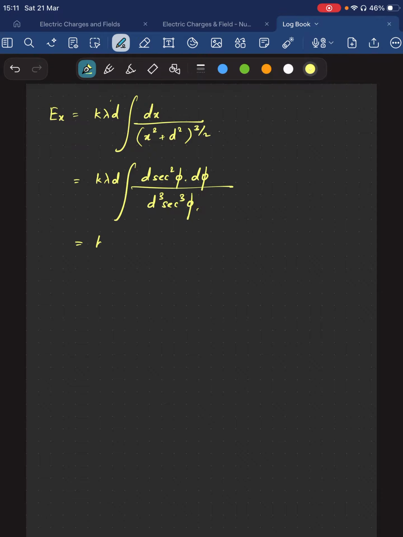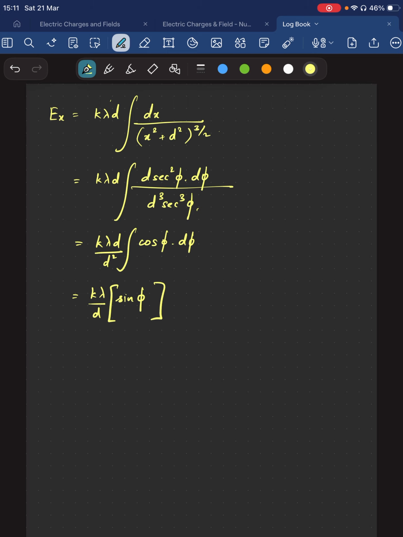So this will become equal to k lambda d integral 1 by secant phi d phi, which is nothing but cos phi d phi. d is a constant, so that can be taken out. We have d by d cube, so that will become 1 by d squared. So we'll have a d squared outside over here. So this integration basically becomes equal to k lambda by d. Integral cos phi is nothing but sine phi over here, right?